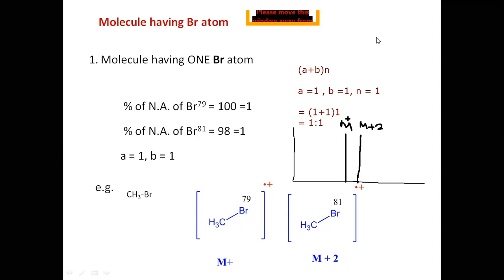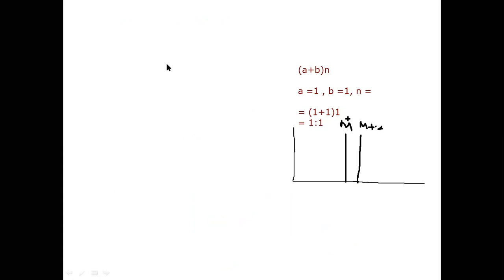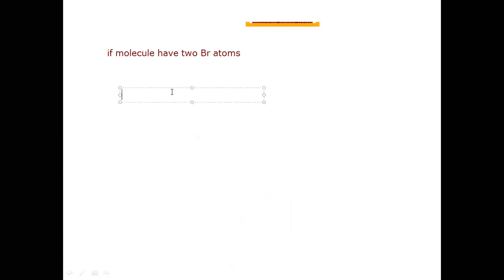All of you understand this. But my question is, if the molecule is having two bromine atoms, what are the possibilities? We will take the example of CH2Br2.